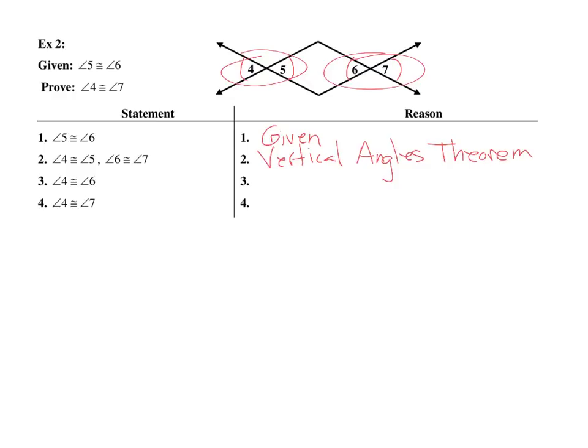All right, then you have 4 is congruent to 6. Well, how do you know that? Well, 4 is congruent to 5. And here I have 5 is congruent to 6. So then I know 4 is congruent to 6. That's simply the transitive property. All right, and then angle 4 is congruent to angle 7. Well, that's using these bits of information here. So I have 6 and 6, so I know 4 is congruent to 7. And once again, the reason is transitive property.